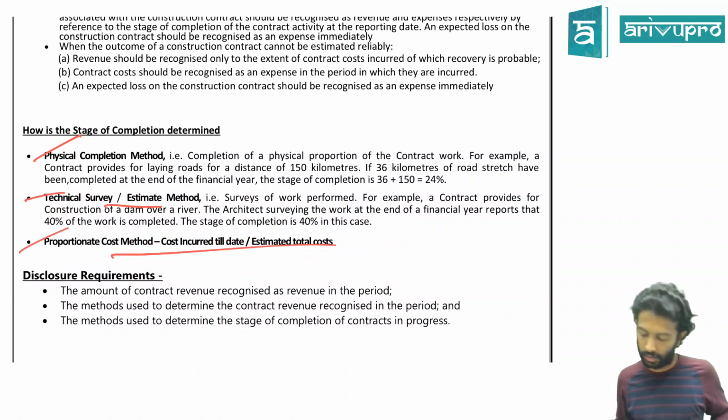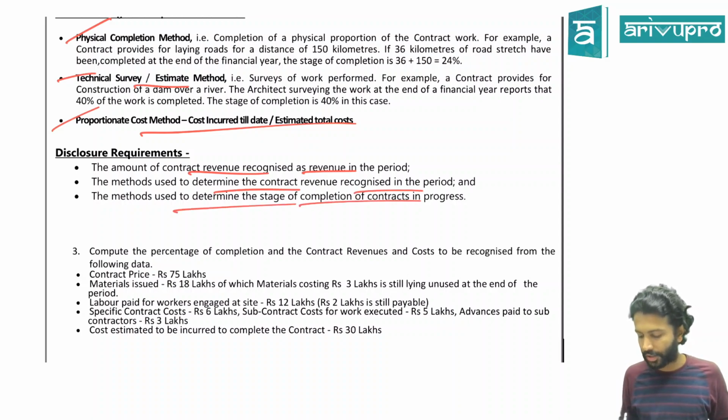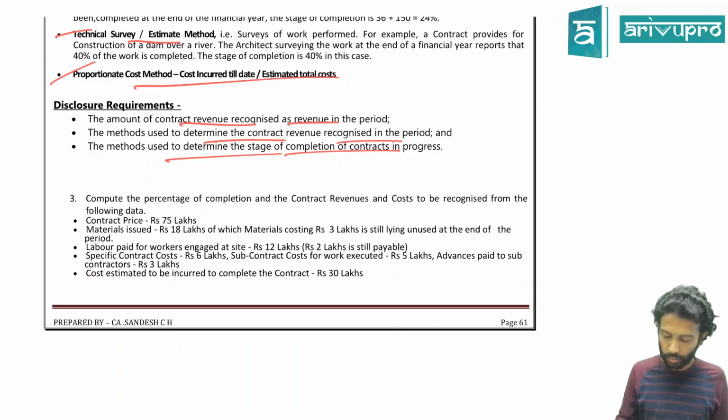Disclosure requirements. The amount of contract revenue recognized in the current period: how much revenue did you recognize? The methods used to determine the stage of completion: how did you determine the stage of completion? Cost method, physical inspection method. All that you have to give us as a disclosure in your notes to accounts.